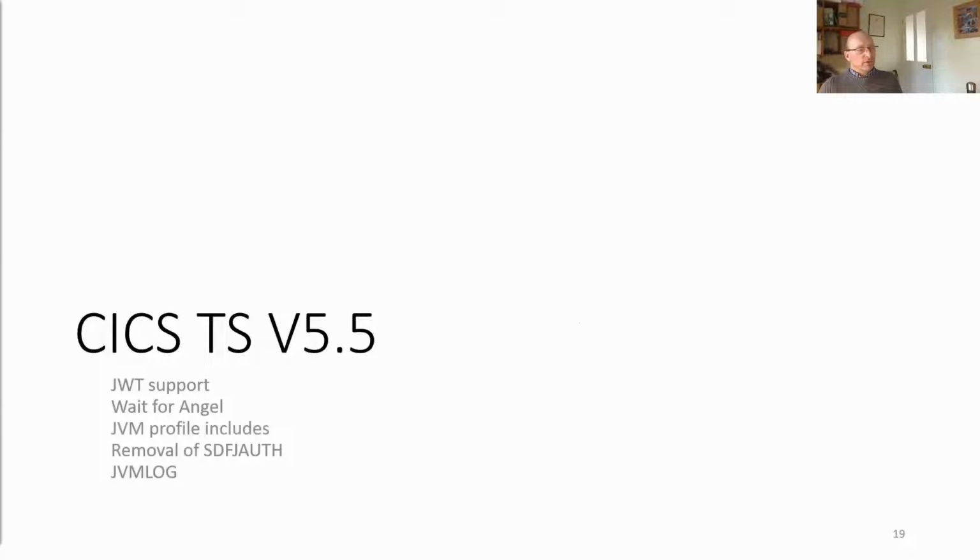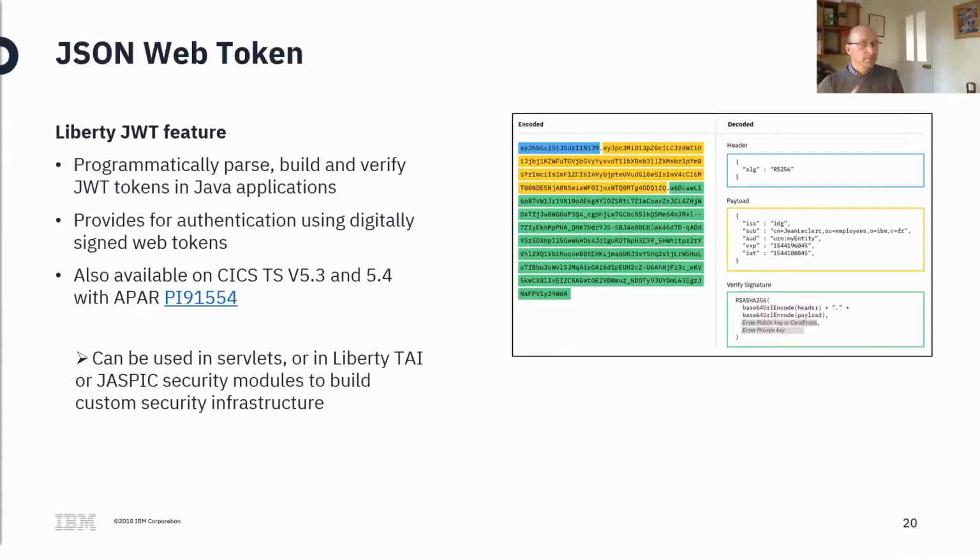Okay, so let's have a look at 5.5. So what do we have in 5.5? We had support for JWTs, which was first introduced in the 5.5 timeframe. We had the Angel, some JVM profile includes and some simplification, and the new JVM log. So let's have a look at these in a bit more detail.